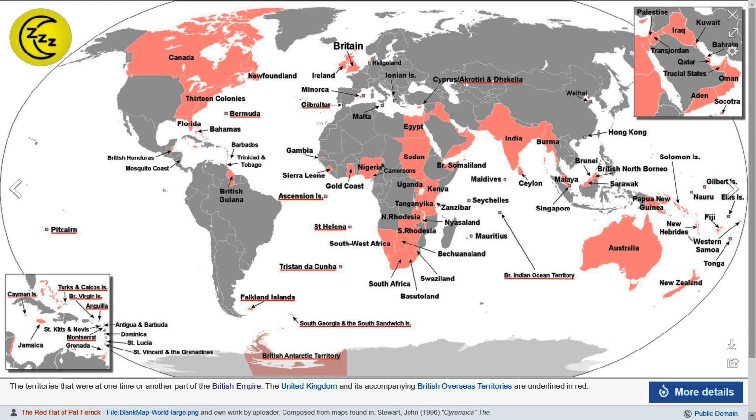The Navigation Acts of 1651 and subsequent acts set up a closed economy between Britain and its colonies. All colonial exports had to be shipped on English ships to the British markets, and all colonial imports had to come by way of England.